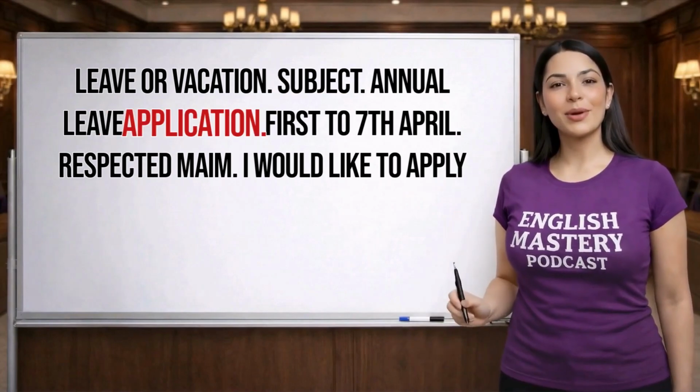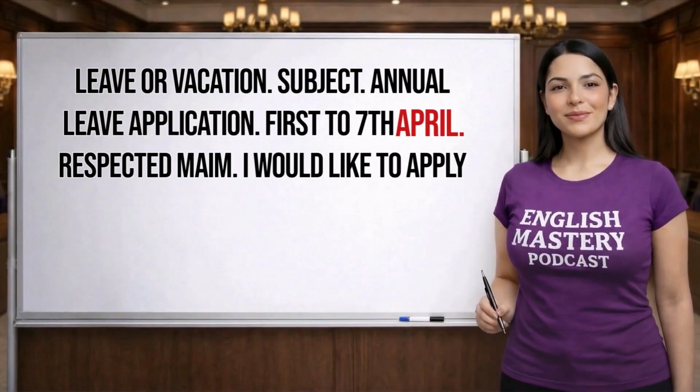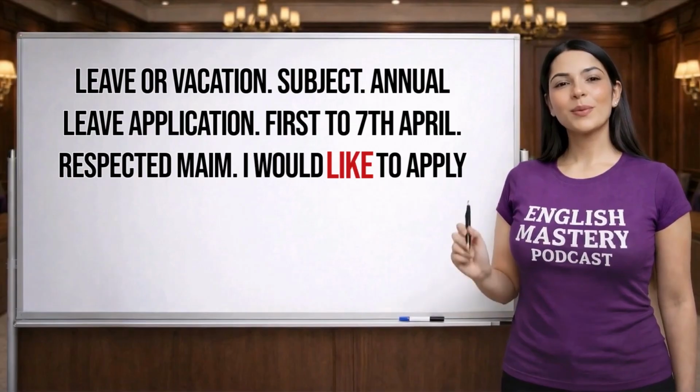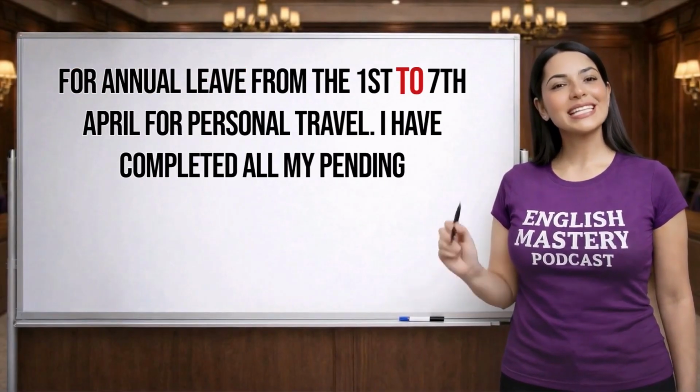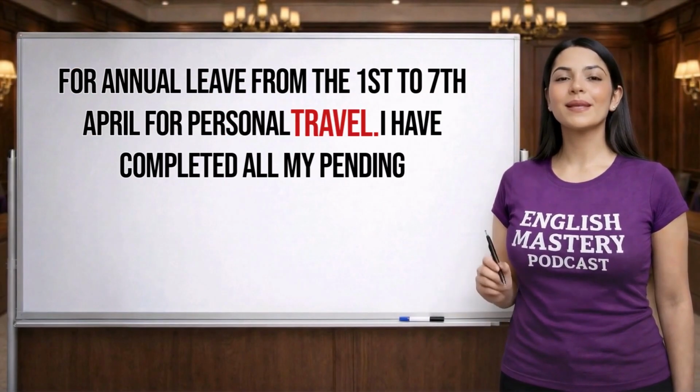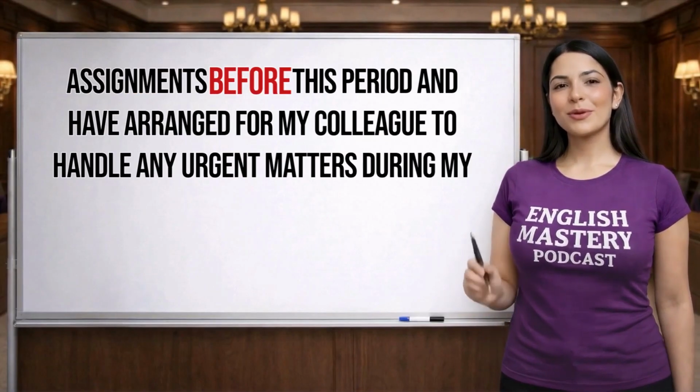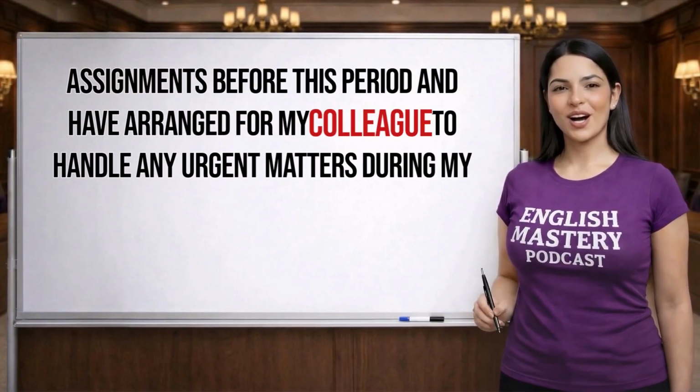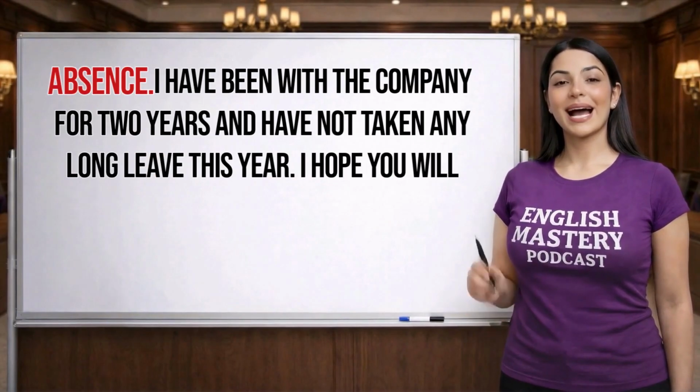Subject: Annual leave application, 1st to 7th April. Respected ma'am, I would like to apply for annual leave from the 1st to the 7th of April for personal travel. I have completed all my pending assignments before this period and have arranged for my colleague to handle any urgent matters during my absence.